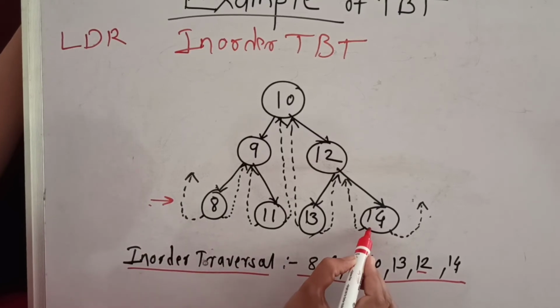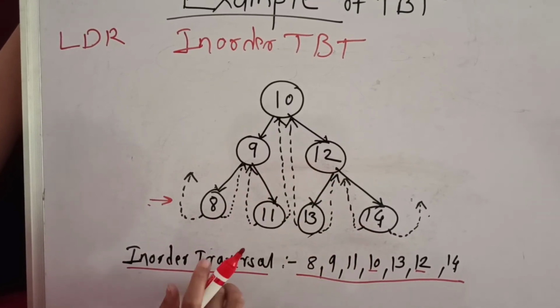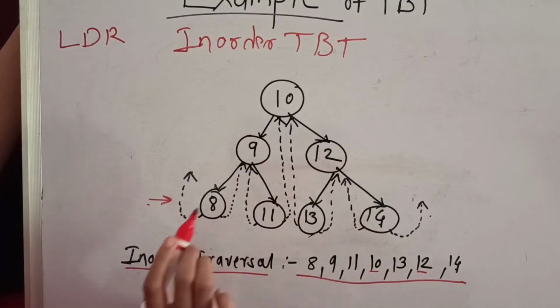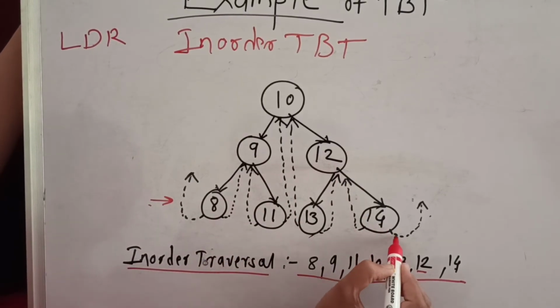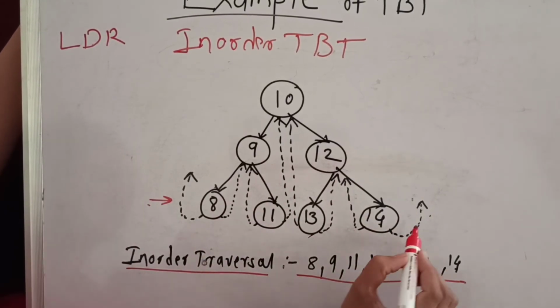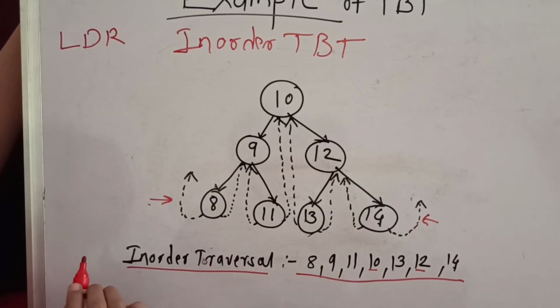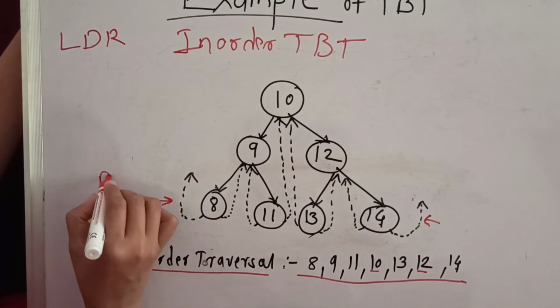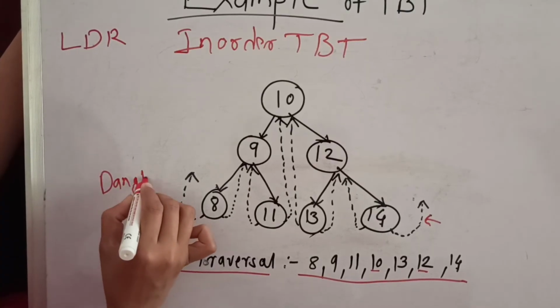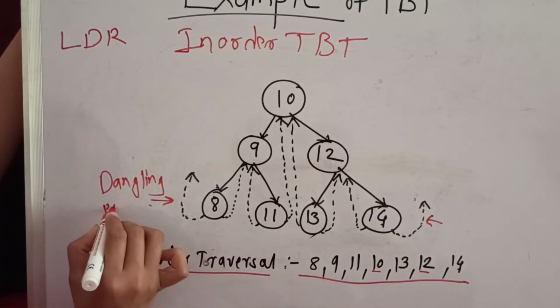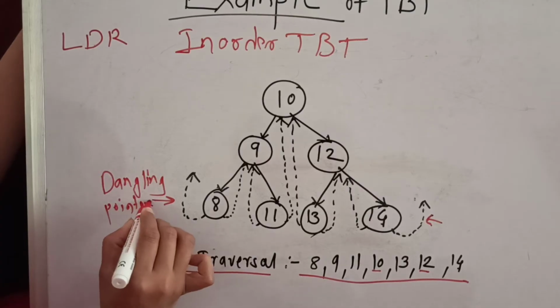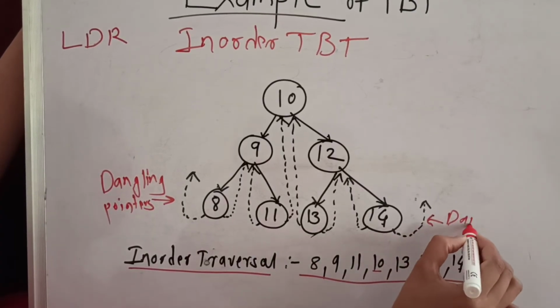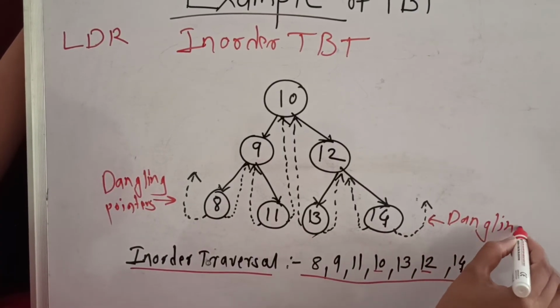For 14, 12 is the predecessor element, so the left thread is set here. And for 14, no successor element is present, so this is also one free thread. These two free threads are called dangling pointers. Remember this name: dangling pointers. These two are called dangling pointers.